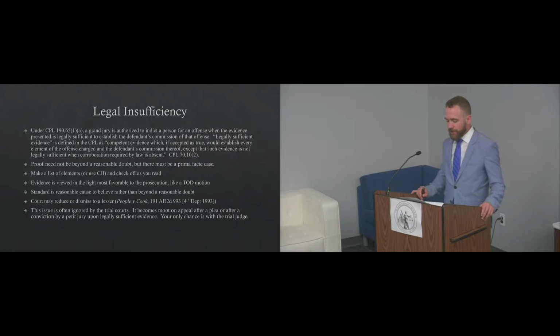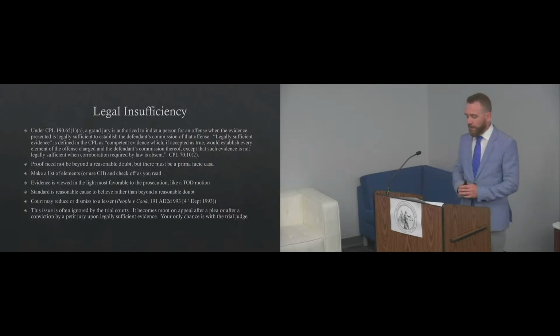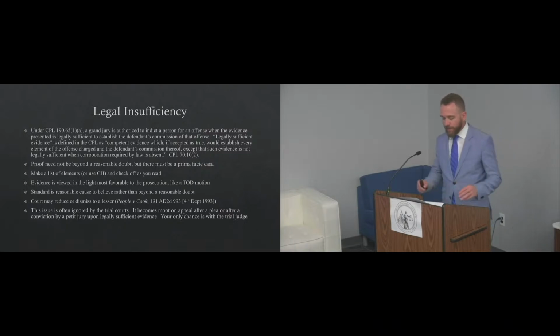element of each crime. What I like to do is make a list of the elements of each charge and check them off as I read, or use the CJI for the elements and check them off as I read. And if, when you're done reading, one of the elements isn't checked off, then you might have something to go with. You want to look back and think about it further.